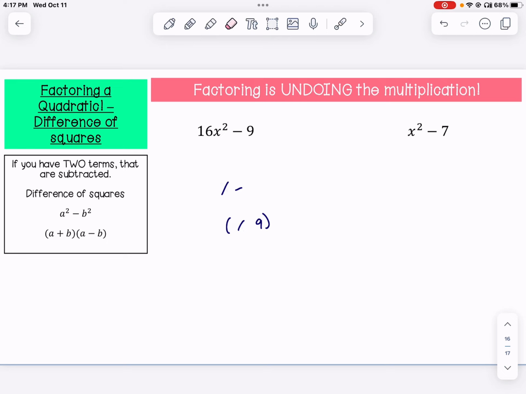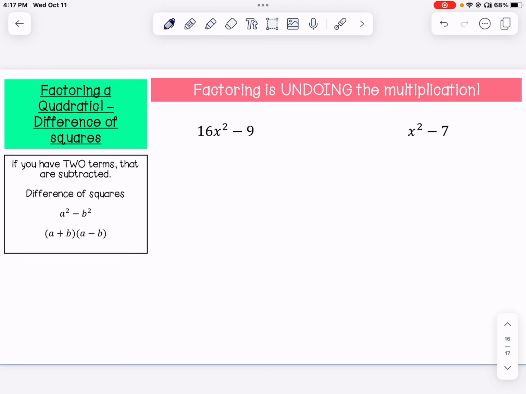If what you're left with looks like these two that we have, so something squared minus, and the minus is really important, something else, then we can do what is known as a difference of squares. When it follows this pattern, notice that it factors to (a plus b)(a minus b). A represents the square root of your first term. B represents the square root of your second term.